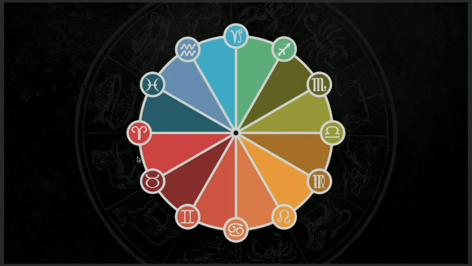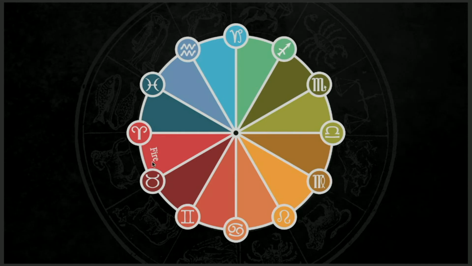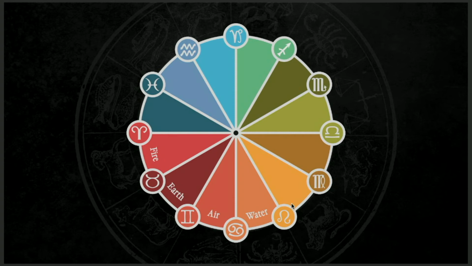We know that there are 4 elements and they work in a cycle. So if we start with the first sign, Aries, we know that Aries is a fire sign. And then the second sign, Taurus, is an earth sign. The third sign, Gemini, is an air sign. And the fourth sign of Cancer is a water sign. First cycle of elements. And then that cycle repeats another time as we work our way around the wheel.